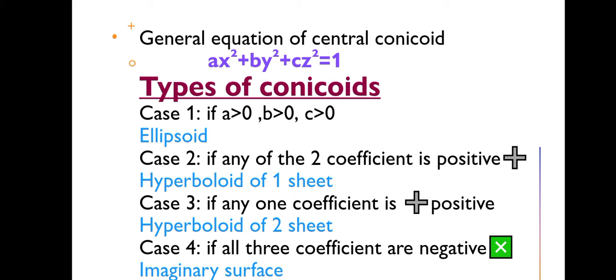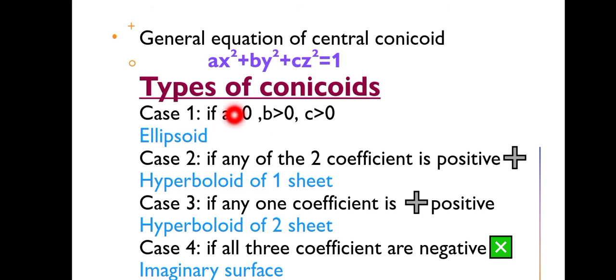Now, the general equation of the central conicoid. We have already seen that the general equation of the central conicoid is ax square plus by square plus cz square is equal to 1. Now, we will move to the types of conicoids. For types of conicoid, we define the shapes by the sign of the coefficients. Like in ax square, we take the sign of a, in by square we take the sign of b, and in cz square we take the sign of c.